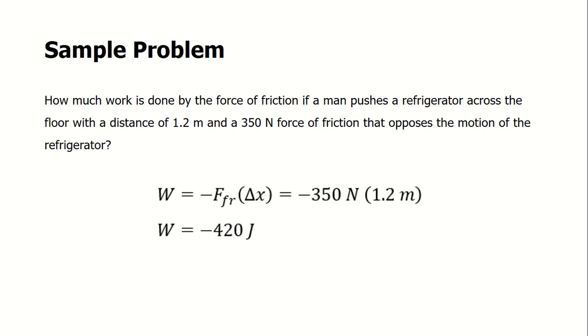So negative 350 newtons times 1.2 meters, newton times meter will be joules. The work done by the frictional force on the refrigerator is negative 420 joules.